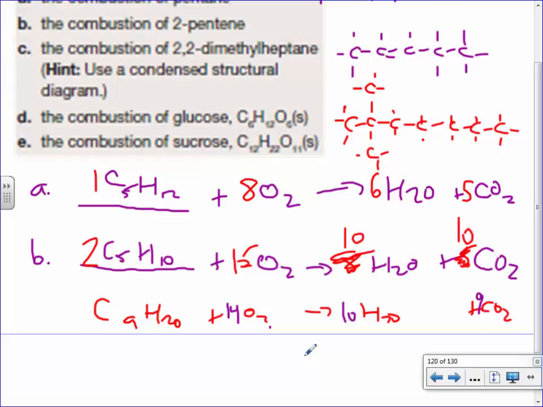Why don't I just do one more of the last ones then? Let's just do the very, very last one. E. Now there are still some names that have a formal name. The 2 you should probably know are glucose and sucrose, which are essentially sugar type molecules. So you can still combust these as well.